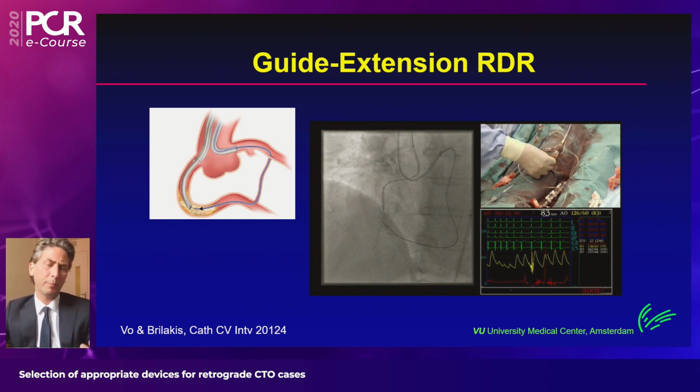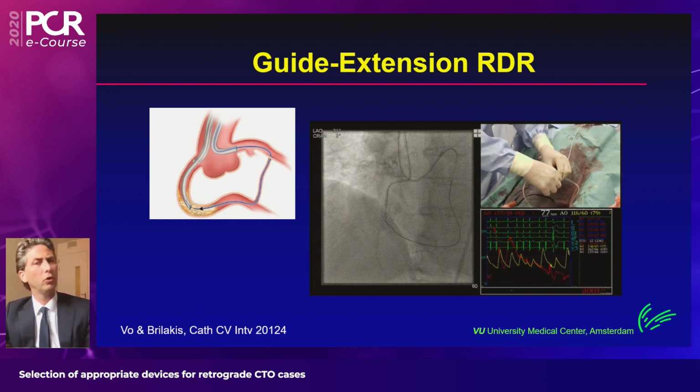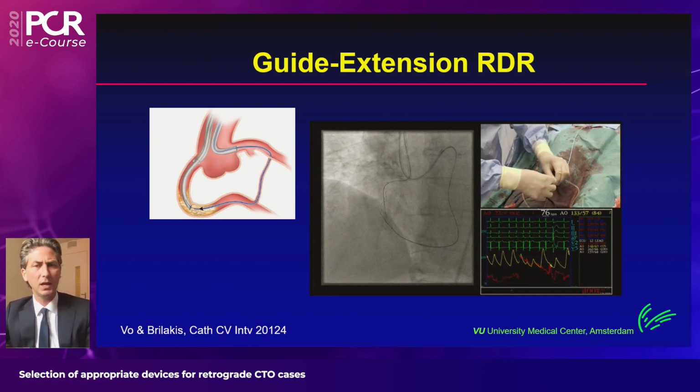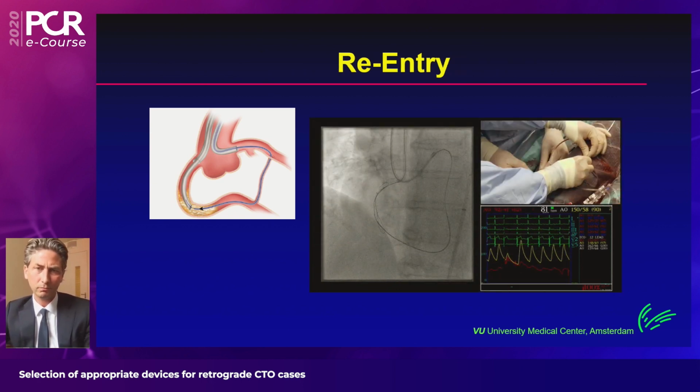Usually, most of us take polymer jacketed wires like Pilot 200 or Gladius, but you can use any type of wires like the Gaia family or even Confianza Pro 12 if you have to navigate through a lot of calcium. If the distance is short, it's going to be very, very safe to do so.